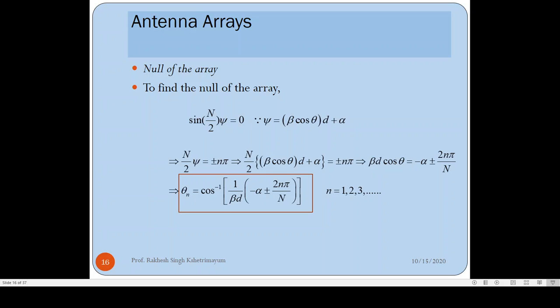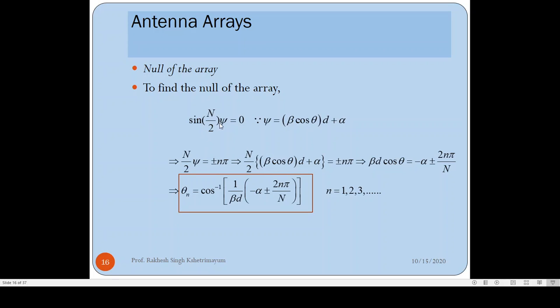Null of the array, that means in the radiation pattern of the antenna array, is there any null? Is there any angle at which there is no radiation at all? So for the null, the array factor should be equal to 0. If the array factor is equal to 0, then sine of N by 2 psi is equal to 0. What was psi? Psi was beta d cos theta plus alpha.